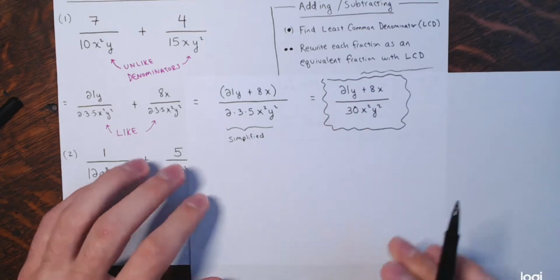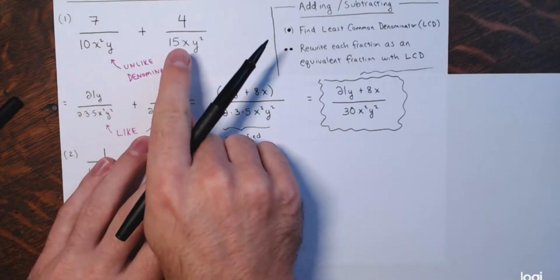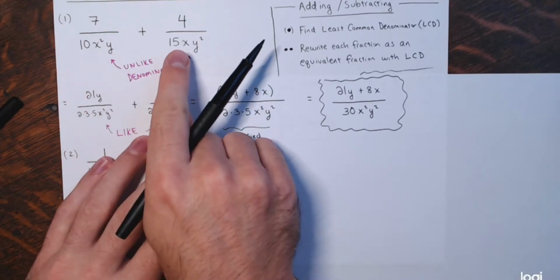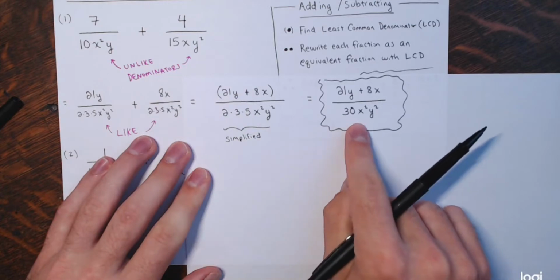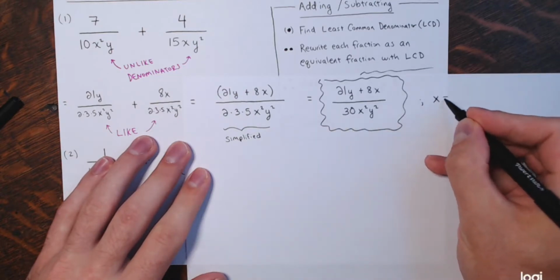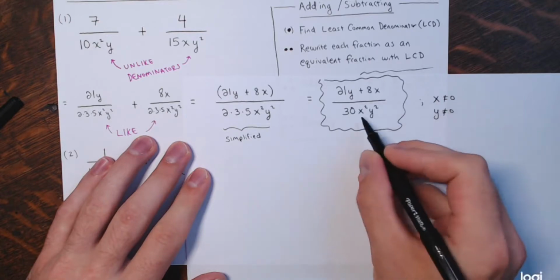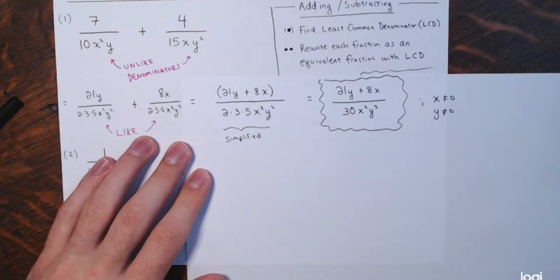So the value of this first sum, the sum we were originally given, should be the exact same value as this expression here, as long as x is not 0 and y is not 0. Because again, if x were 0 or y were 0, we would be dividing by 0.